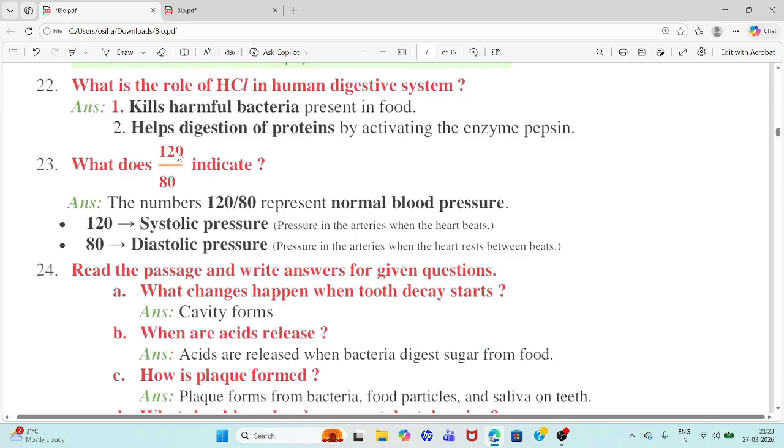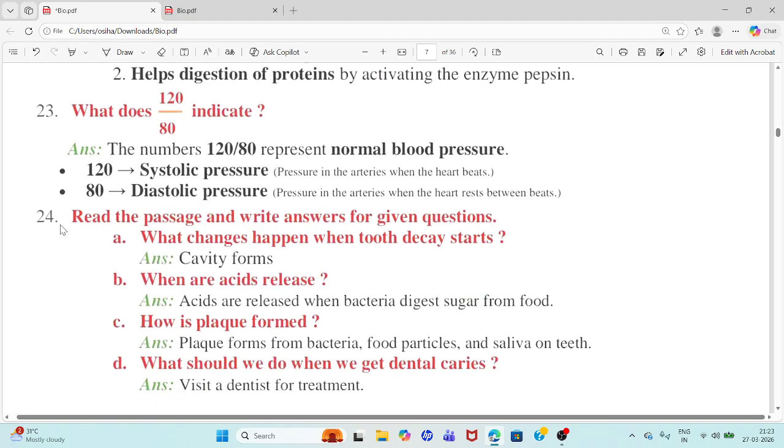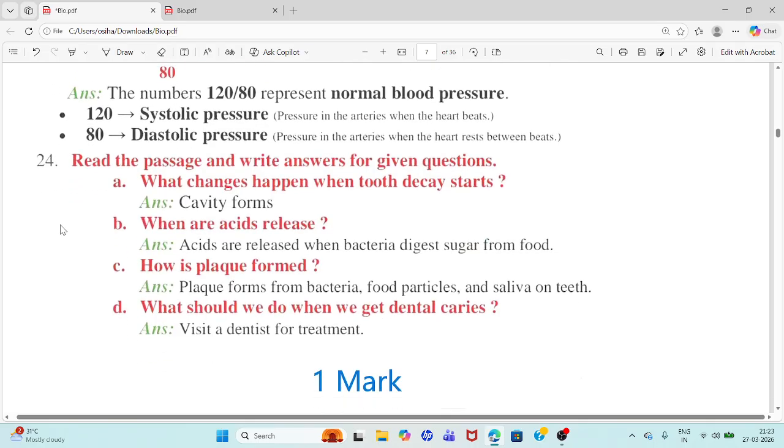Next, what does 120 by 80 indicate? The numbers 120 by 80 represent normal blood pressure. 120 means systolic pressure, meaning pressure in the arteries when the heart beats. 80 means diastolic pressure, pressure in the arteries when the heart rests between beats. So 120 by 80 means normal blood pressure.